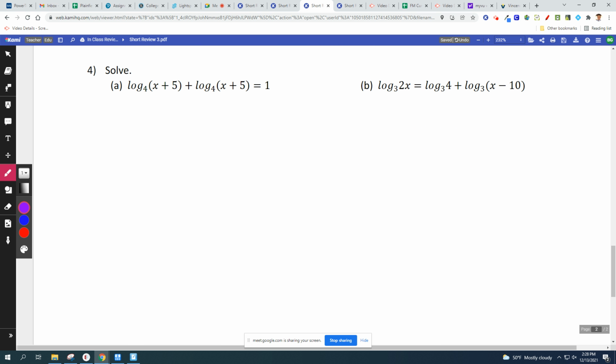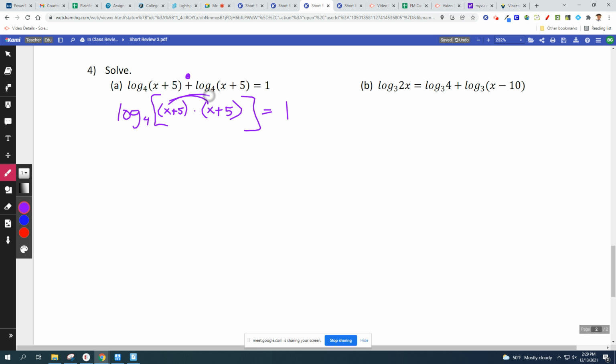Solving log equations. All right, so in order to solve log equations, we're going to have to combine the logs. I know that log plus log I can change to log of the multiplication problem. So log base 4 of, you just multiply those two arguments. Change your log plus log into log of a product equals 1.